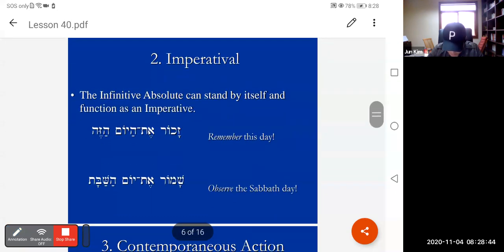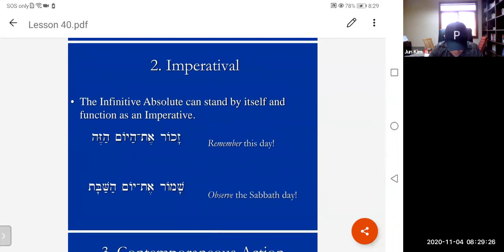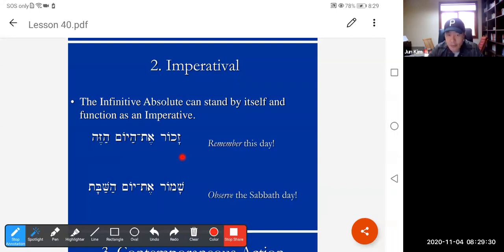But let me move on. The second one: in this case, as you can see, the infinitive absolute can stand by itself. What is the difference between emphatic and imperatival usages? In the case of emphatic, the infinitive absolute form is normally followed by the same verb in prefix form. But if you have only one usage of infinitive absolute, then you may use it as an imperative. So we don't have any problem here recognizing this verb as infinitive absolute. Why? Because we have kametz and holem. And then do we have another zakar used in prefix form? No, it just comes by itself. In this case, it functions as imperative.